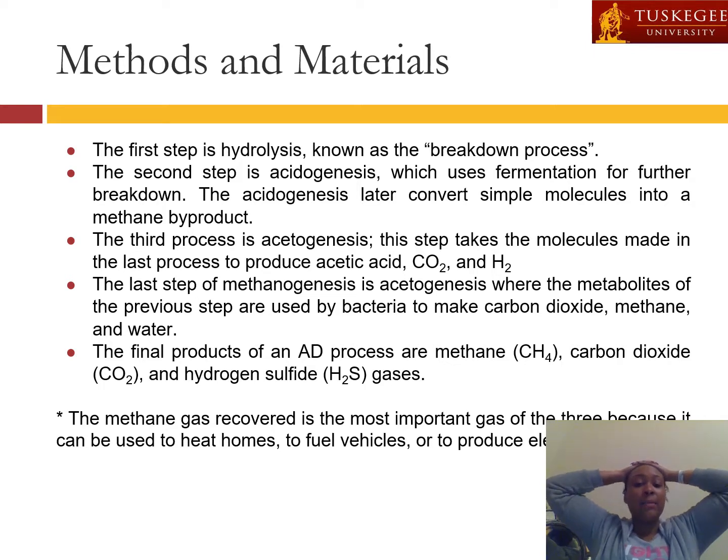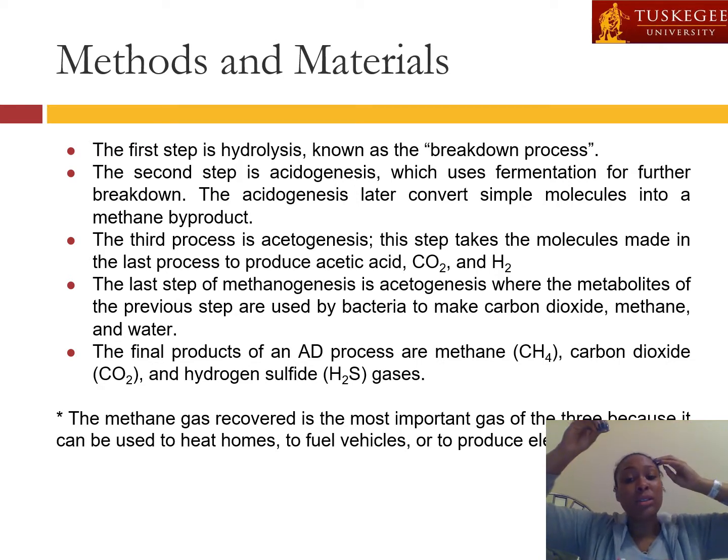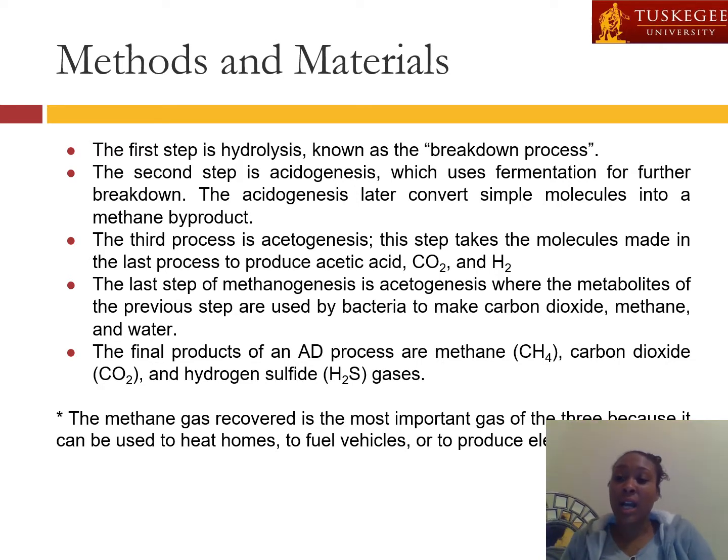The first step is hydrolysis, which is the breakdown of the chemicals, such as oxygen, or it could be hydroxyl. The second step is acidogenesis, which uses the process of fermentation, and that also helps convert simple molecules into a methane byproduct. The third process is acetogenesis, which is a little different. It produces the acetic acid, and that's also concerning the carbon dioxide and hydrogen.